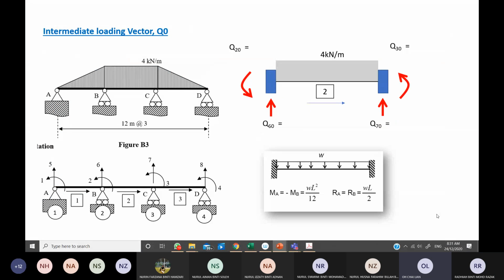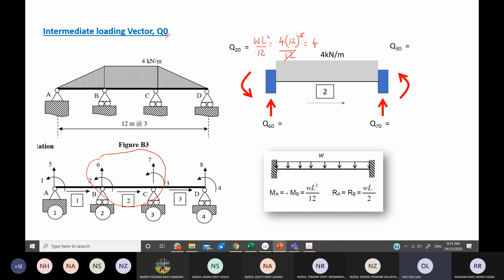Okay, so now the Q2 naught, Q3 naught will be WL squared over 12, and then Q6 naught, Q7 naught will be WL over 2. So make sure you know how to name this numbering. It just follows the numbering here for your element number 2, exactly the direction, only with another node at the back. So moments will be WL squared over 12, which means 4 is W, the length is 12 meter, and divide by 12. I think we can get it directly, 12.